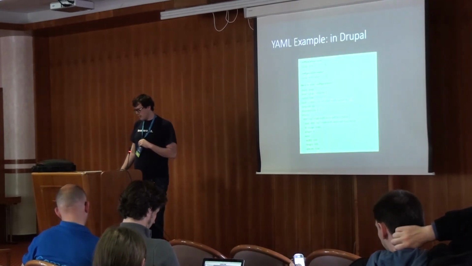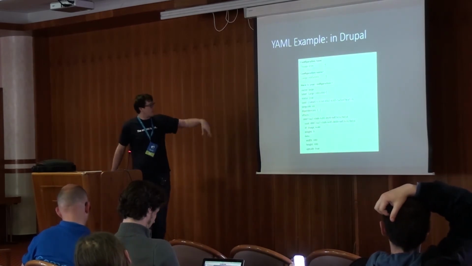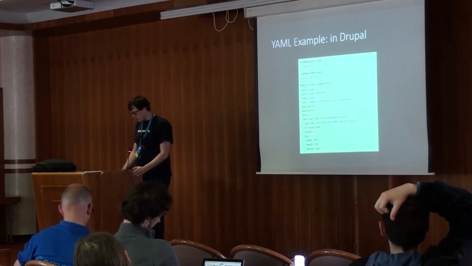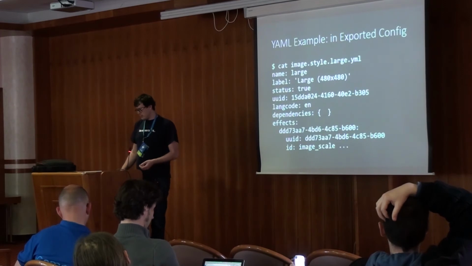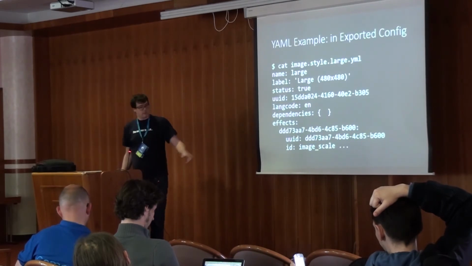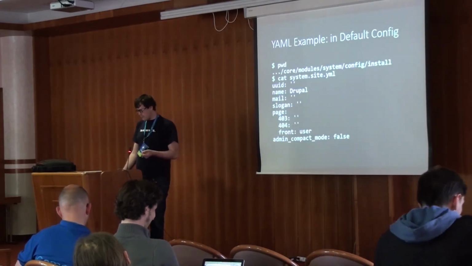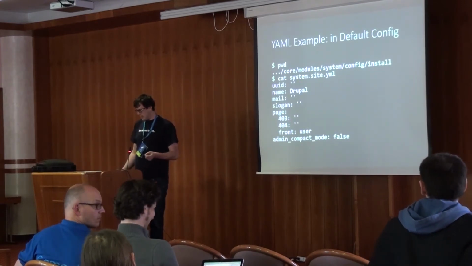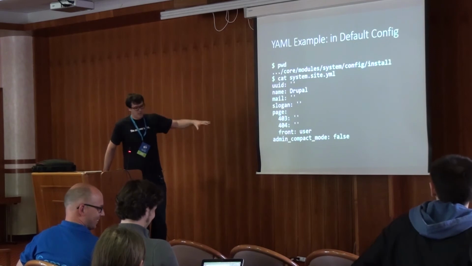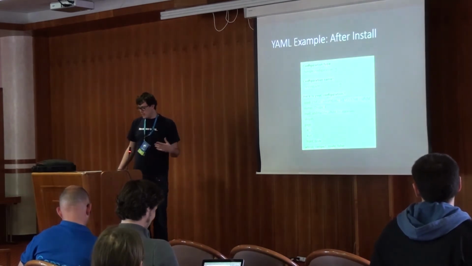So let's take a look at one of these YAML examples. This is an image style example. This is from the export. You can see it has names and labels and all sorts of things. If you look at the exported configuration, then it's basically exactly the same with the extension. If you look at the same thing as the default configuration, this is another default configuration, but you will see it has some of the things already that get put in place. And after you install it, it looks a little bit different.